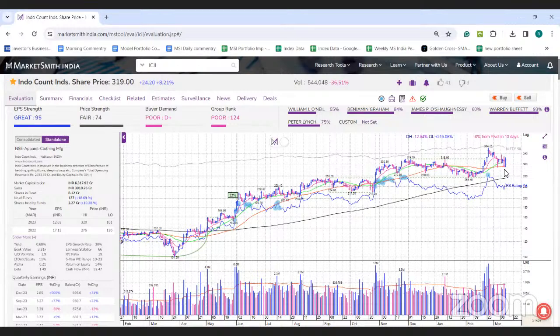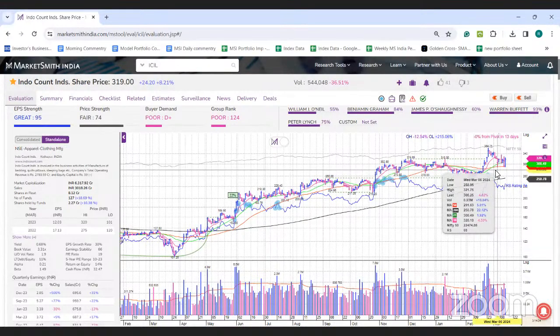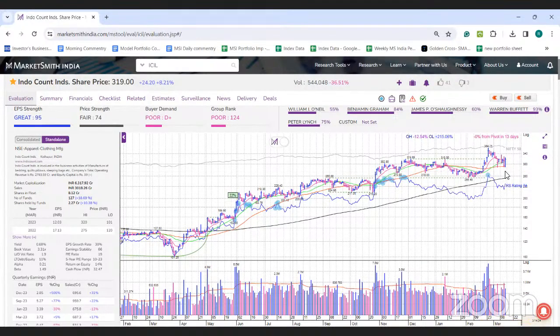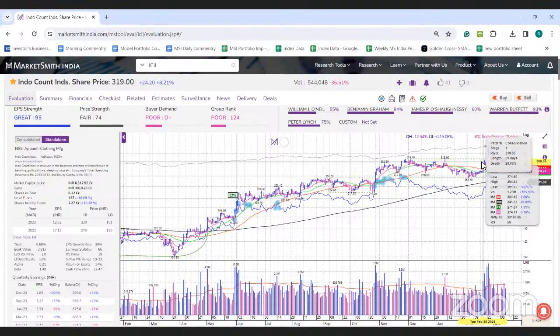It is 50 DMA yesterday. A couple of times, on March 6 also when the fall happened, it held the 50 DMA. Again yesterday it held, and today also there was a good rebound from the 50 DMA, and it also reclaimed its 21 DMA. So now the stock is very close to its ideal buy zone.